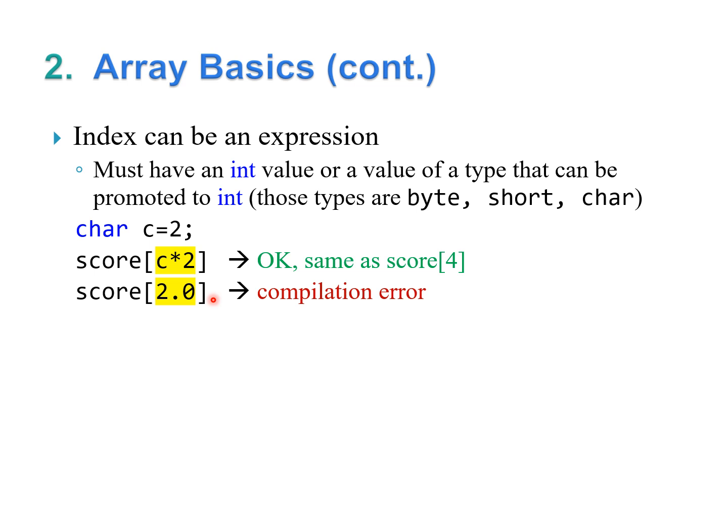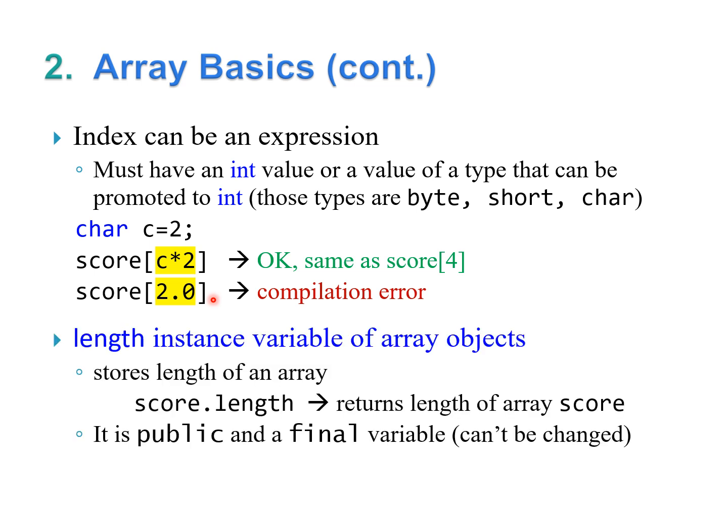Arrays are also objects, and every array object knows its length and stores it in its length instance variable, which can be accessed using the dot operator. For example, the expression score.length returns the length of an array score. Even though the length instance variable of an array is public, it cannot be changed because it is a final variable.